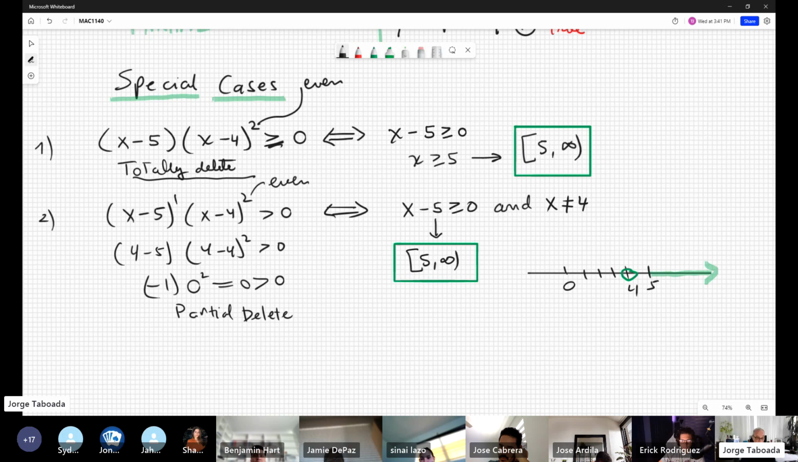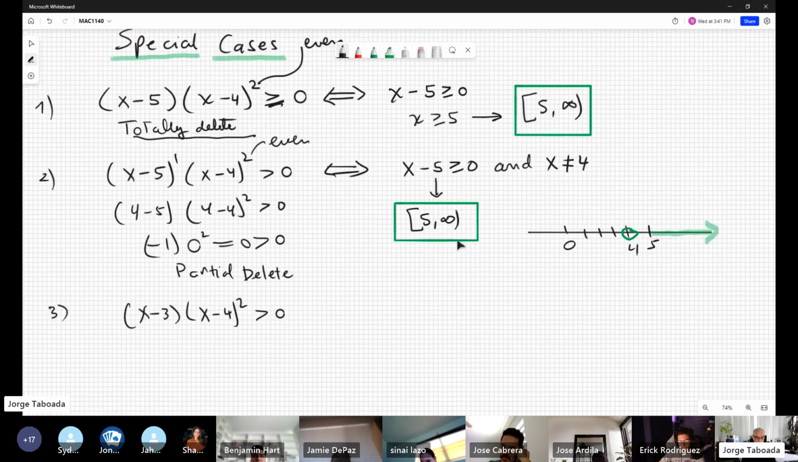Look at three examples. Three examples, where obviously it is a partial delete. Highlight this: (x minus 3)(x minus 4) squared, suppose less than 0. Suppose, no, greater than 0. Okay, greater than, again, it doesn't matter. It's not important.